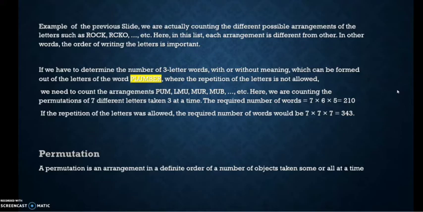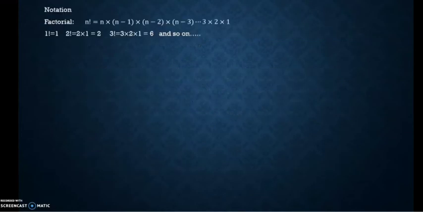So in a permutation, your order of arrangement matters. If you change the order of arrangement, the object becomes completely different. This is what you have to keep in mind when you apply formulas for permutation. You have to see what the situation is. If the situation demands ordering, then you have to apply permutation. Is this fine? So let's look at the formulas for permutation. Before that, let's look at some notations.